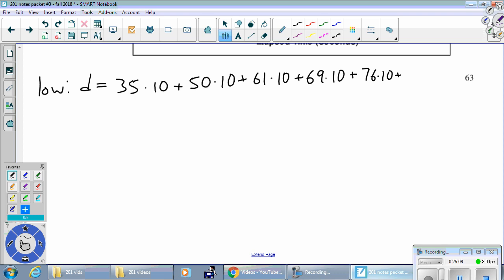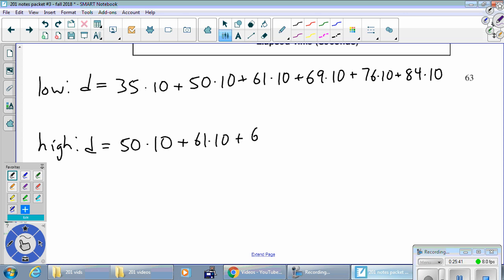And then between 84 and 90, we pick the lower one. And notice that the 90 never gets picked. Too bad for it. Okay, so that's our low estimate. And then the high estimate. In the first 10-second interval, your choices are 35 and 50. We're picking the higher one. Let's assume 50 feet per second times 10 seconds. Plus, between 50 and 61, we pick the higher one, etc.